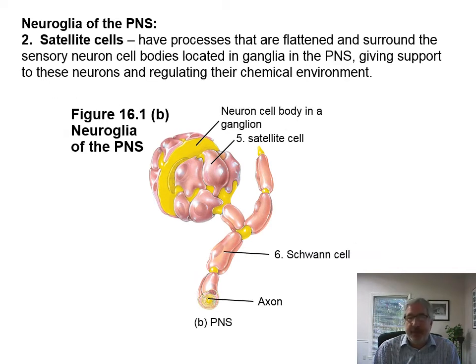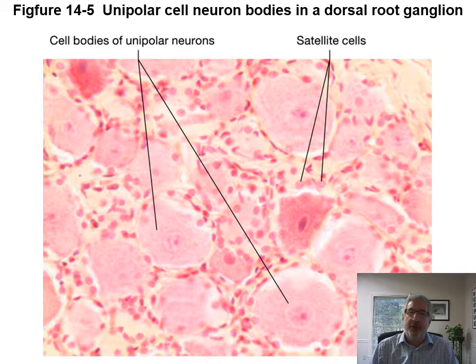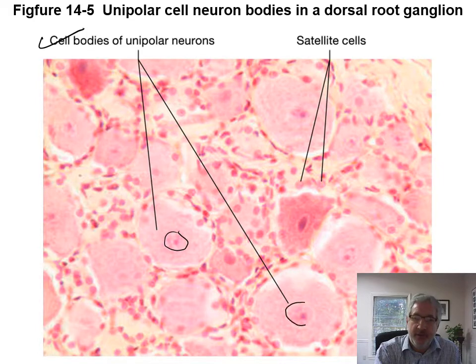Next slide. So satellite cells, their processes are just flattened, so they flatten out and wrap around the neuron cell body in the peripheral nervous system, the PNS. Next slide. Okay, so here's an actual photomicrograph of cell bodies of unipolar neurons. We're going to talk about what a unipolar neuron is, but this is pointing to the cell body here. Here's a nucleus. And then you see all these little dots all the way around. Those are all satellite cells, all wrapped around the outsides of these neuron cell bodies.